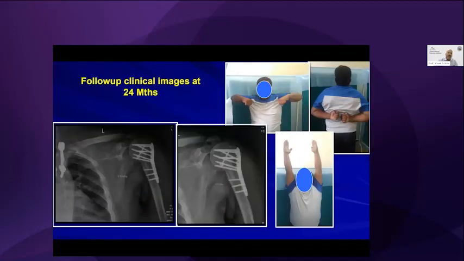And this is his final follow-up at 2 years, where you can see that the vascularity of the femoral head is maintained. He has full range of motion, full abduction, full rotations, and he has gone back to his factory work, the transport work which he was doing. So many things are similar in this dislocation.